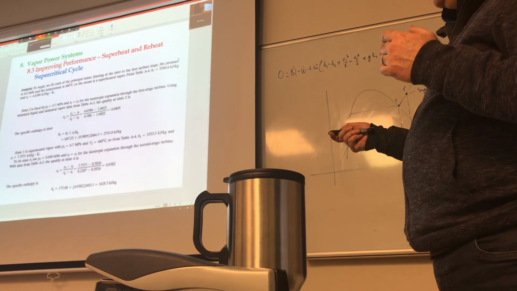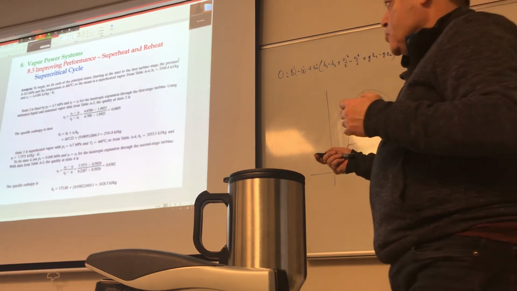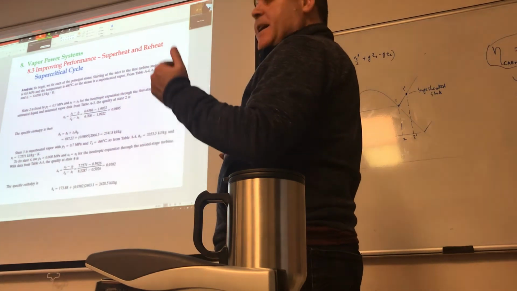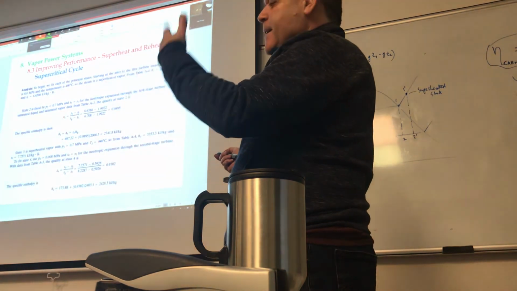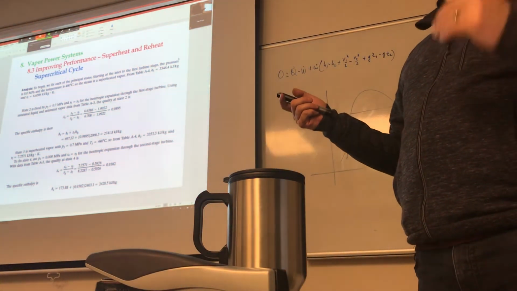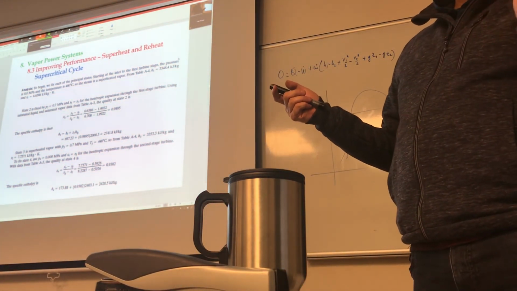And then state number 3, superheated vapor with P3 equals 0.7. The temperature is given. Again, you find that you are in the superheated region. It's the same broken record, right? Really, it all boils down to finding what those states are, okay?